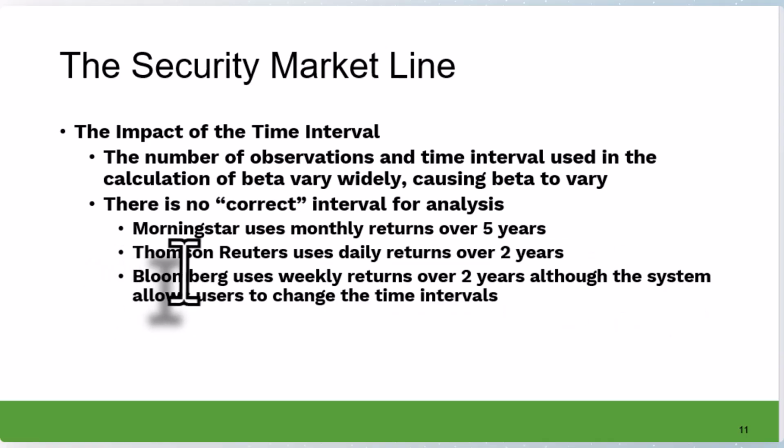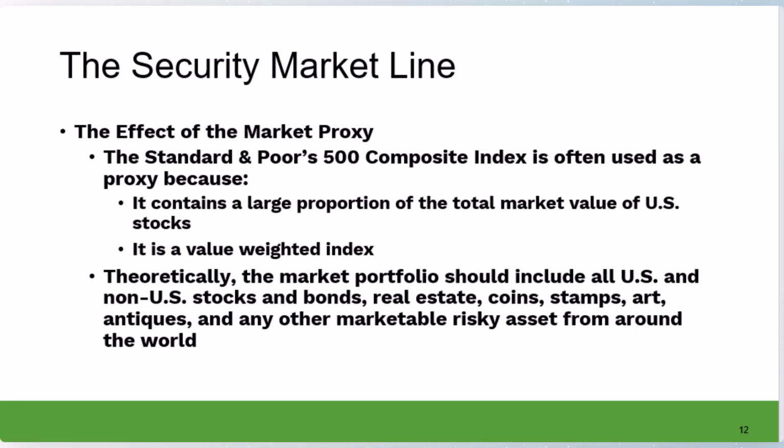Notice here, it says Morningstar uses monthly returns over 5 years, but Thomson Reuters uses daily returns over 2 years. So obviously they're measuring the same thing, but they're doing it in different ways. So we're going to have different values. As long as you're always using the same values, you should make good decisions using the security market line.